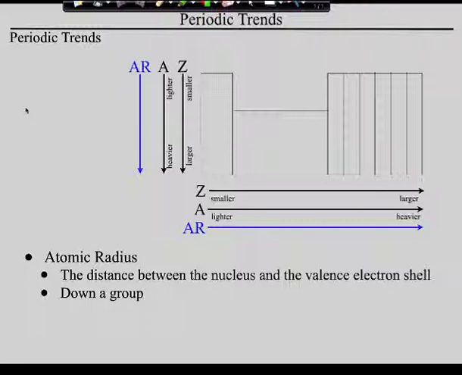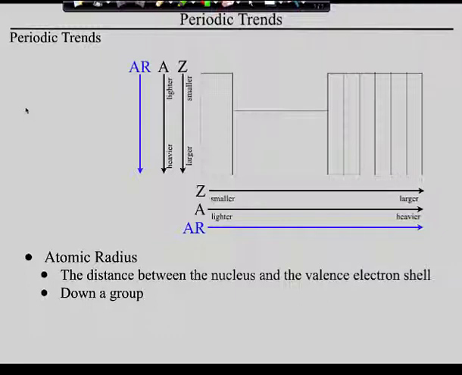So what happens to the atomic radii? Looking at the alkali metals, rounding, 0.8, 2.1, 2.2, 2.8, 3, 3.3, and so on. They appear to be getting bigger.